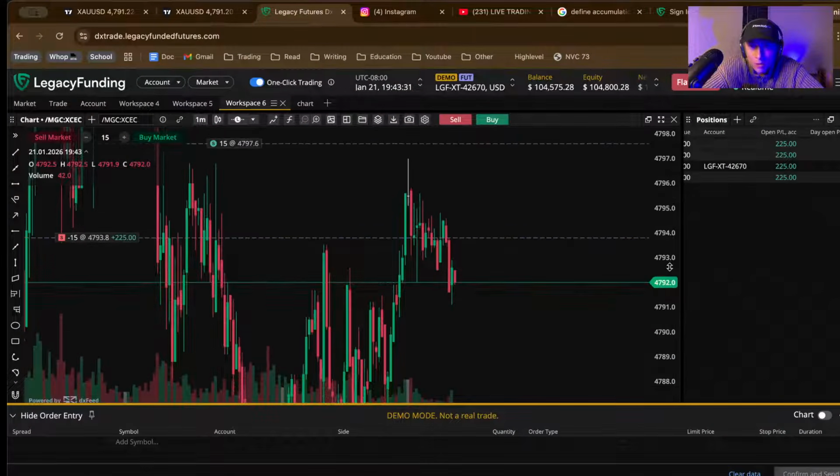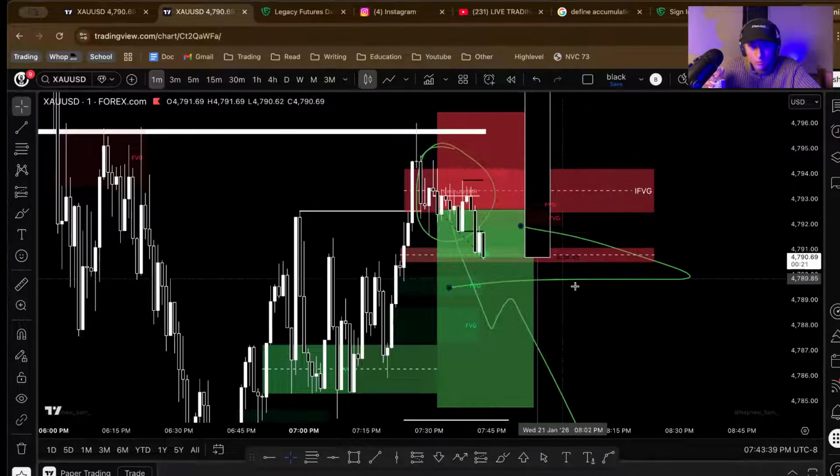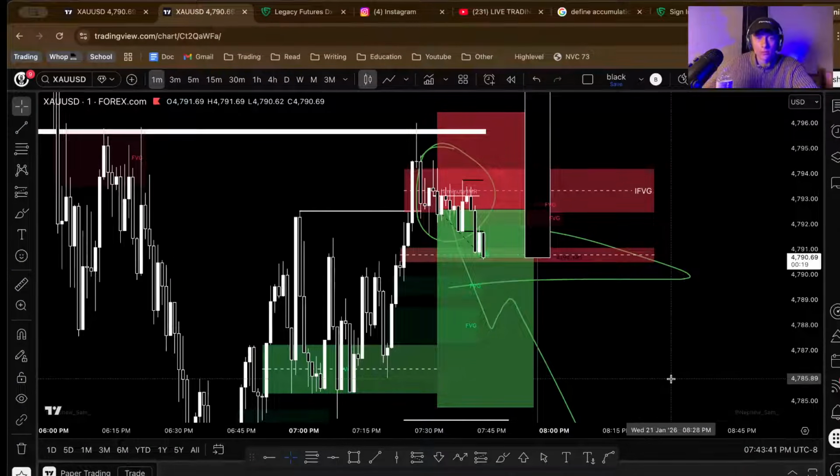Because I'm in with a lot, even though it looks like it's already floating 300, it barely moved at all so far. So we're almost below that gap.